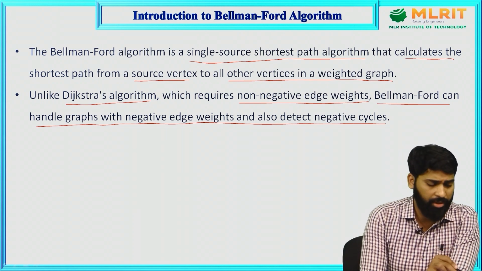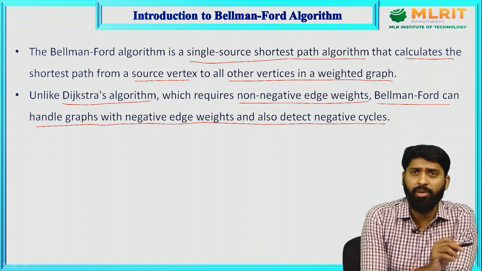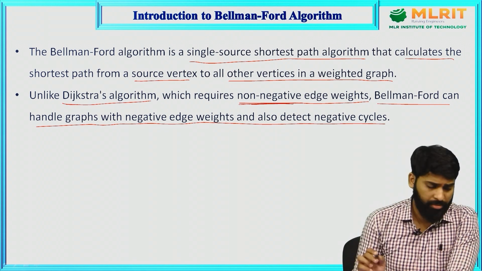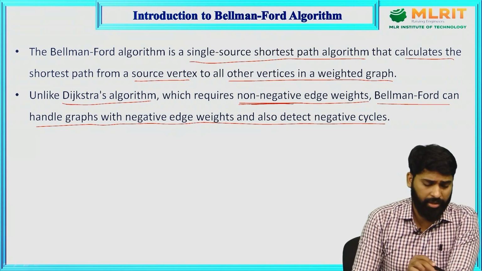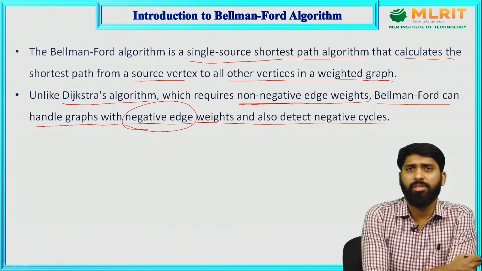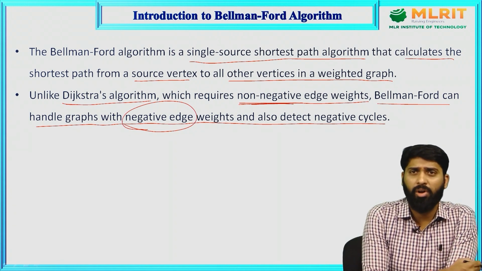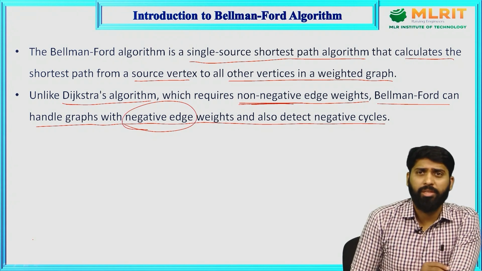In our previous class, we learned about Dijkstra's algorithm. What is the disadvantage of Dijkstra's algorithm? Dijkstra's algorithm can handle only non-negative weighted graphs. The disadvantage of Dijkstra's algorithm is it cannot handle negative edges. How do we overcome this? By using Bellman-Ford algorithm. So, let us see the algorithm.